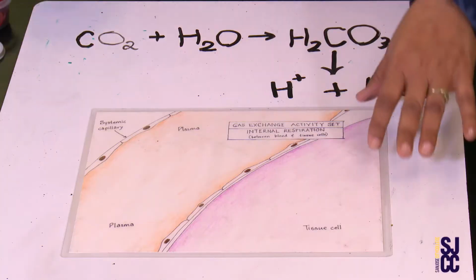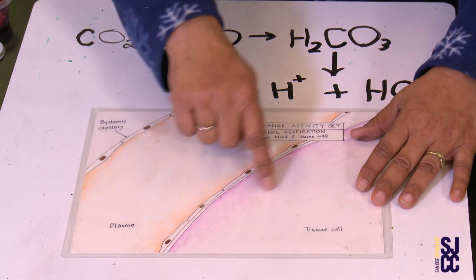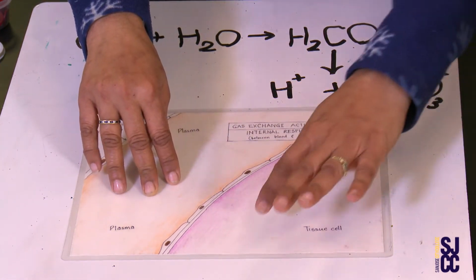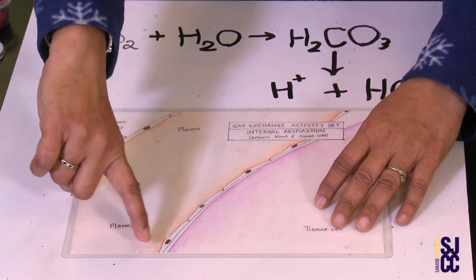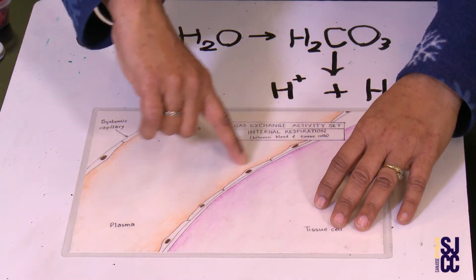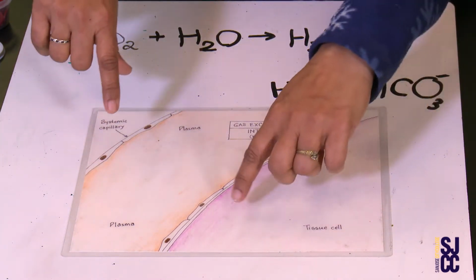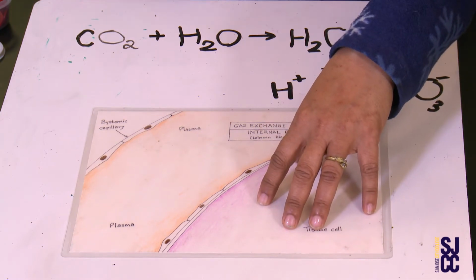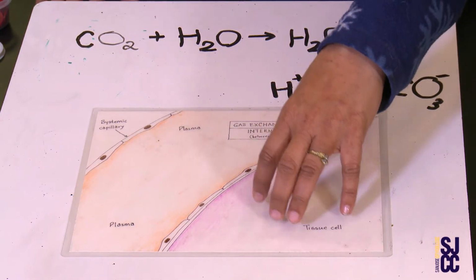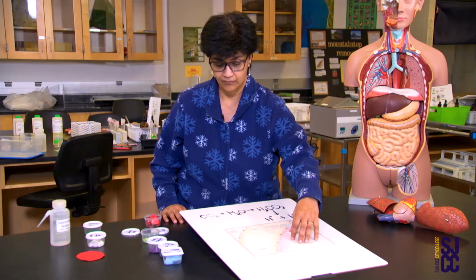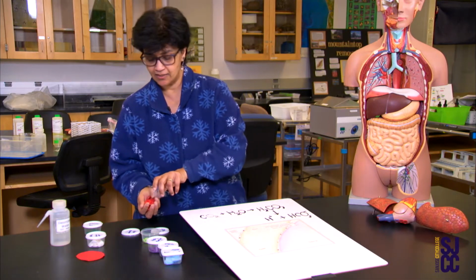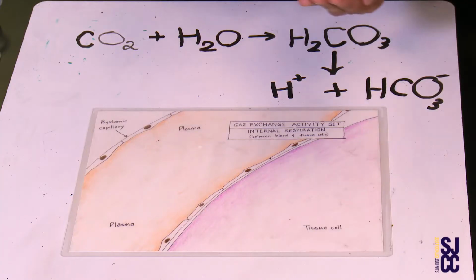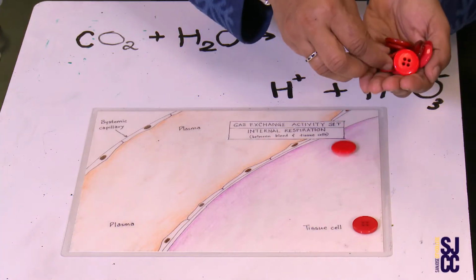So here I have a setup. This is a tissue cell somewhere in your body. Could be your brain, could be your toe. Okay? So this is a cell. This is a capillary right next to the cell. Here I'm doing a lot of cellular respiration and I am accumulating a lot of carbon dioxide. Okay? So let's pretend that these red buttons I have represent carbon dioxide molecules, and I'm going to put 20 of them.